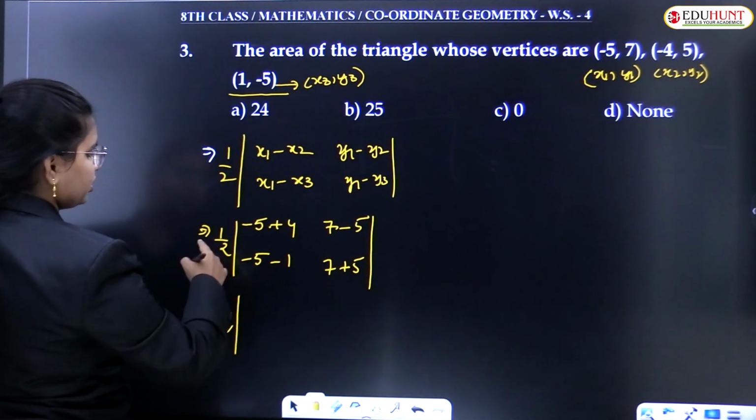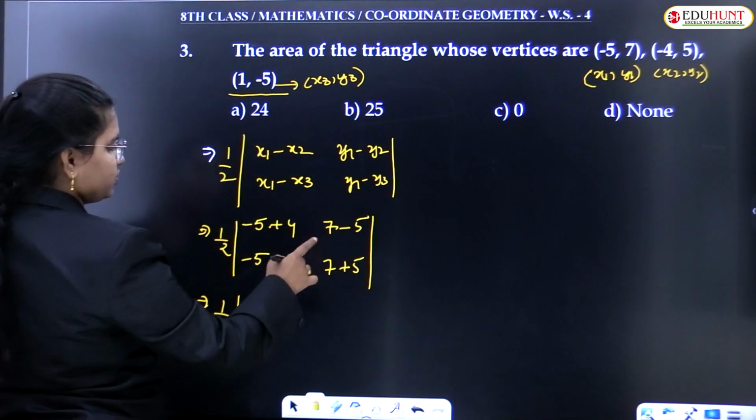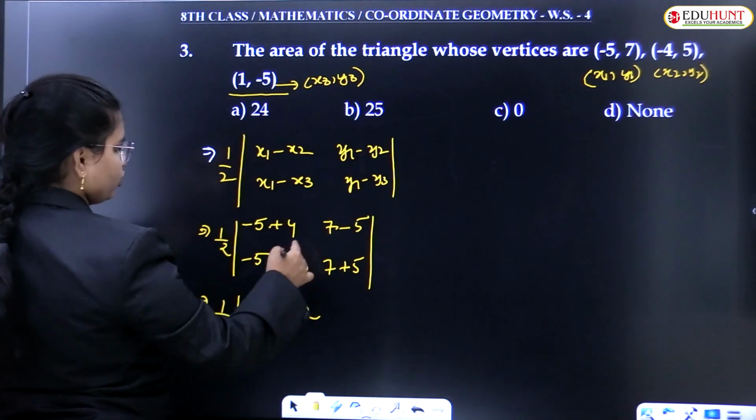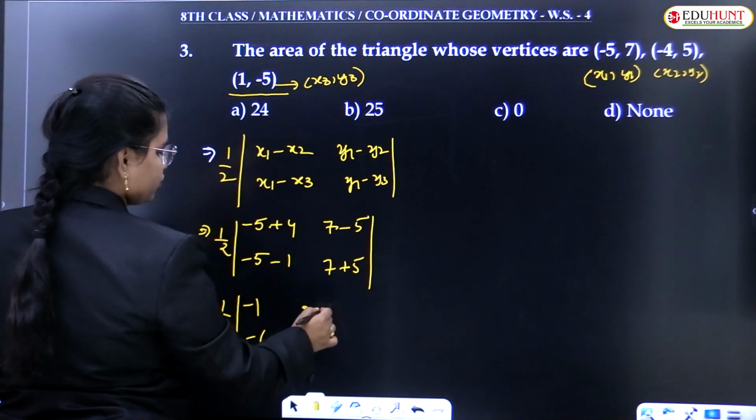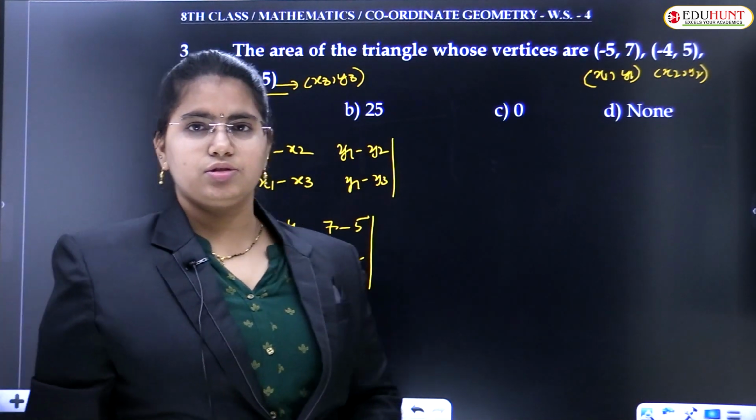Half modulus of minus 5 plus 4 is minus 1. 7 minus 5 is 2. Minus 5 minus 1 is minus 6. 7 plus 5 is 12.